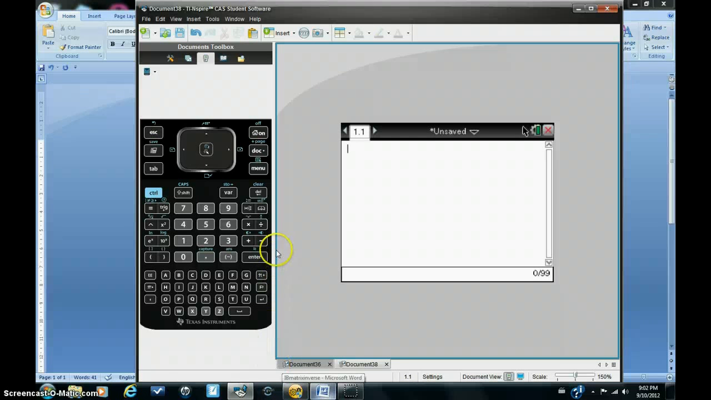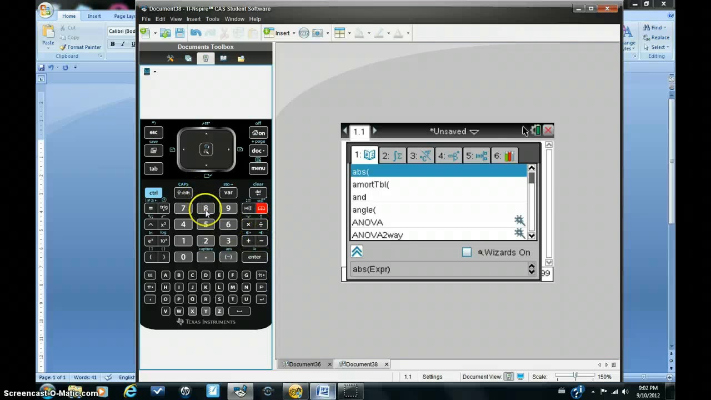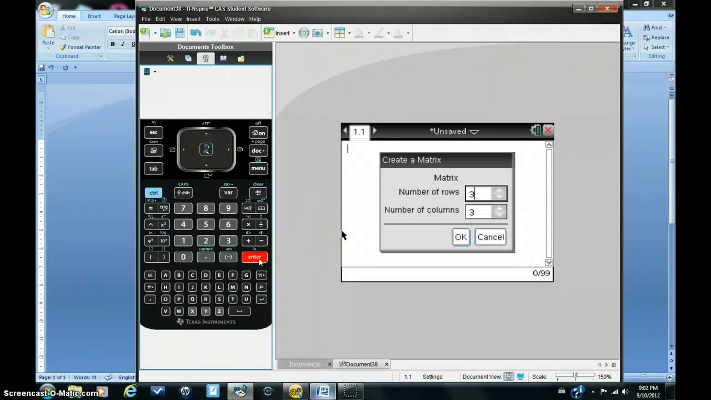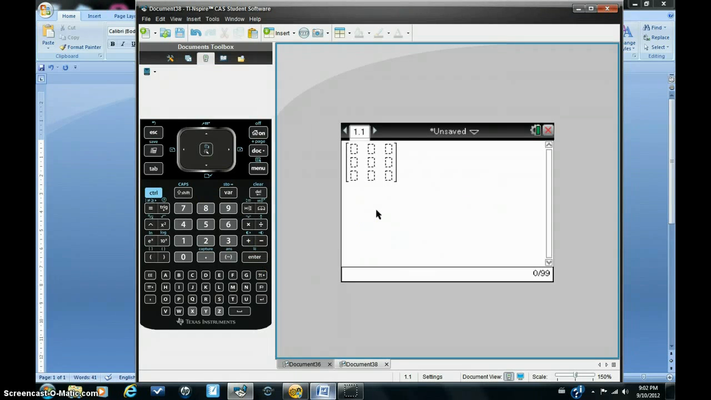Now I'm going to form the matrix template by hitting the catalog button, and I'm going to choose tab 5. And I'm now going to move to the 3 by 3 template, which you can see has been highlighted, and I'm going to press enter. I'm going to accept the default values, and there's my 3 by 3 template. I'm simply going to copy the numbers from matrix A into this template.